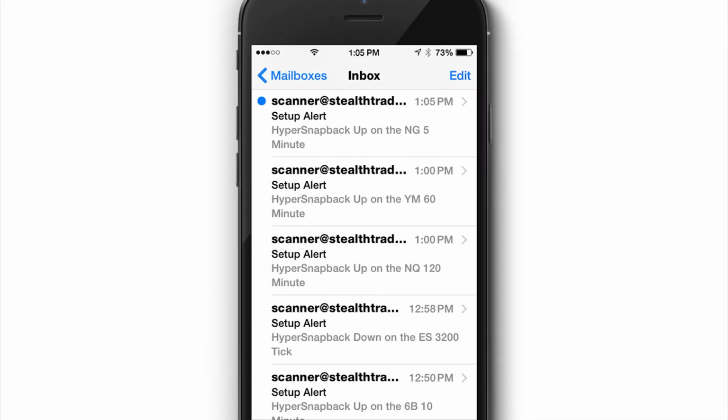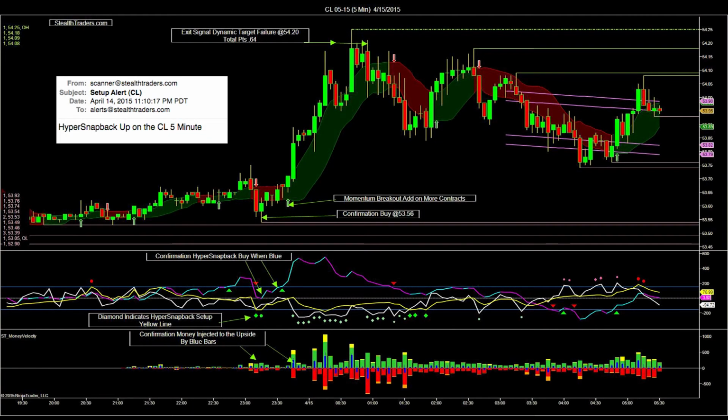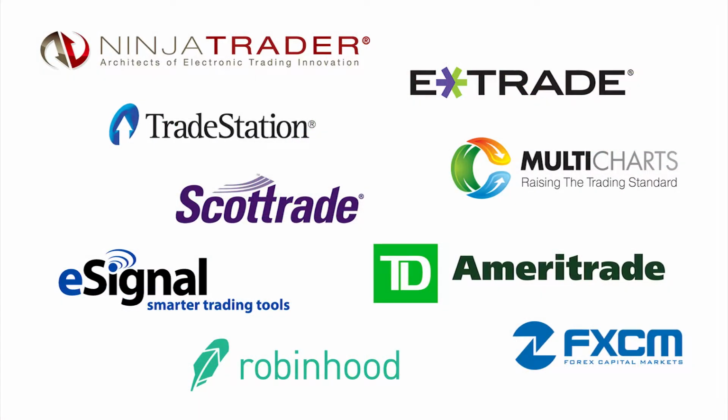Each Stealth Scanner scans each futures instrument, currency pair, or stock on 9 different time frames and will send you an email when there's a hyper snapback setup, which is based on our exceptionally accurate proprietary algorithm developed over 30 years. Matt will be demonstrating how to use the hyper snapback indicator to pinpoint your Stealth Scanner entries, but the Stealth Scanner can be used with any trading system or platform.